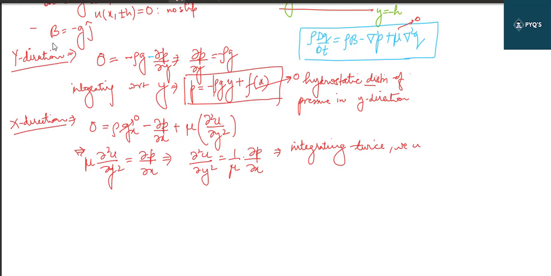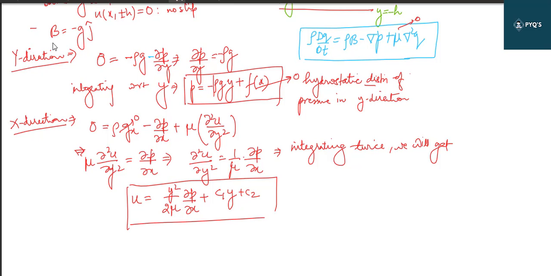we will get u. When we integrate one time I get y, and then integrating again I get y square by 2. So u equals y square by 2 mu del p by del x plus a constant c1 y plus c2. This will be the velocity in the x direction.